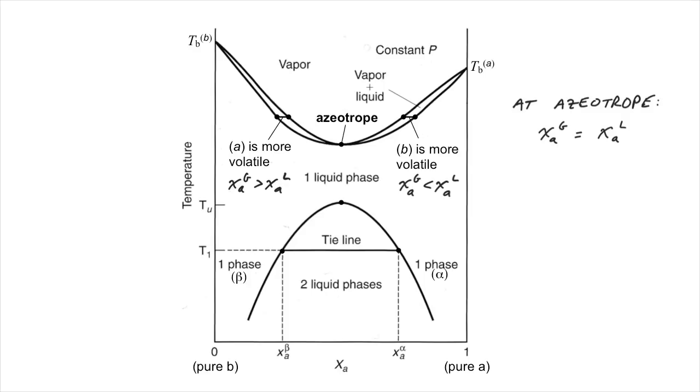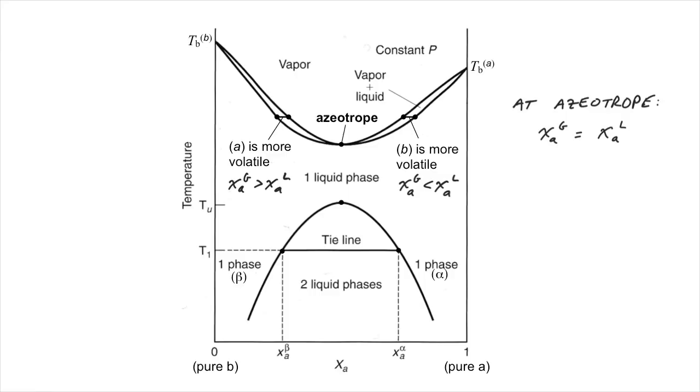At the azeotrope itself, A and B have exactly the same volatility, corresponding to a tie line that is collapsed to a single boiling point. For this reason, azeotropic mixtures are notoriously difficult to separate via distillation, which, as we saw previously, relies on relative volatility to affect separation. In some cases, liquid mixtures never reach an upper consolute point.